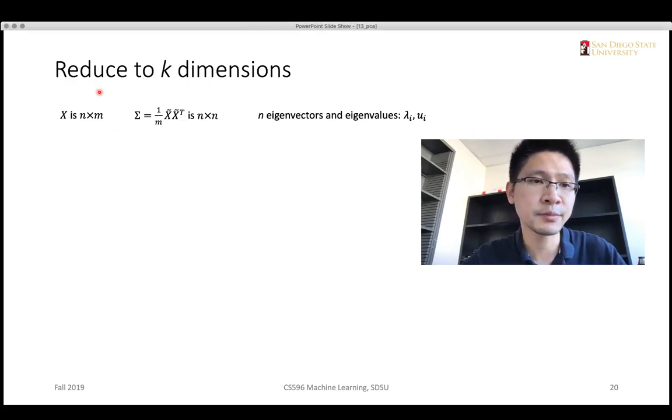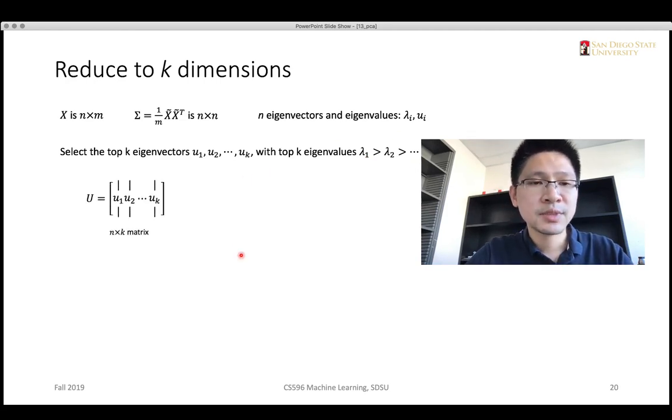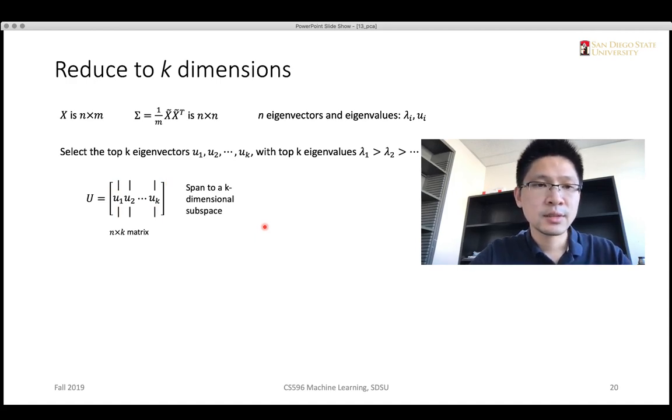In this example, we suppose that the data is n by n, and the covariance matrix is n by n. Now, suppose that we have computed the n eigenvectors and eigenvalues. What we can do is select the top k eigenvectors with the top k eigenvalues. Because we rank eigenvalues in descending order, we can select the top k. Now we can stack the k eigenvectors, as column vectors, into a matrix U. This matrix has n rows and k columns. That means we can span our data to a k-dimensional subspace. So this is the subspace that we create.